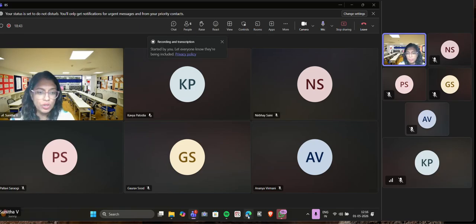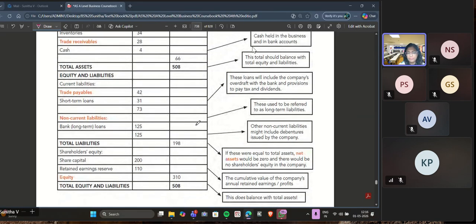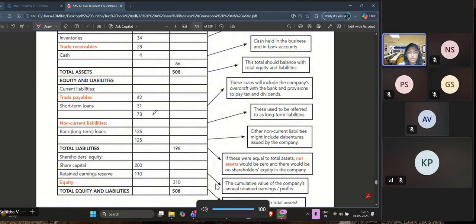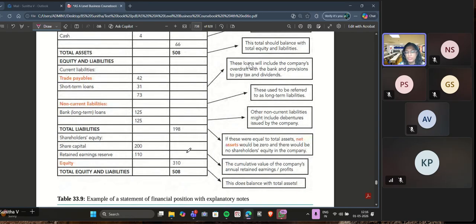Practically, remember, you will not be asked to calculate anything, you will just be asked to interpret the information. So if you write that the value of short-term loans is 31, that doesn't make sense. You will have to compare it with the previous year and then give the impact. So if the bank loans were 125 last year and 300 this year, what does it mean? The business has taken an additional bank loan to fund its expansion. Okay, so this is the interpretation.